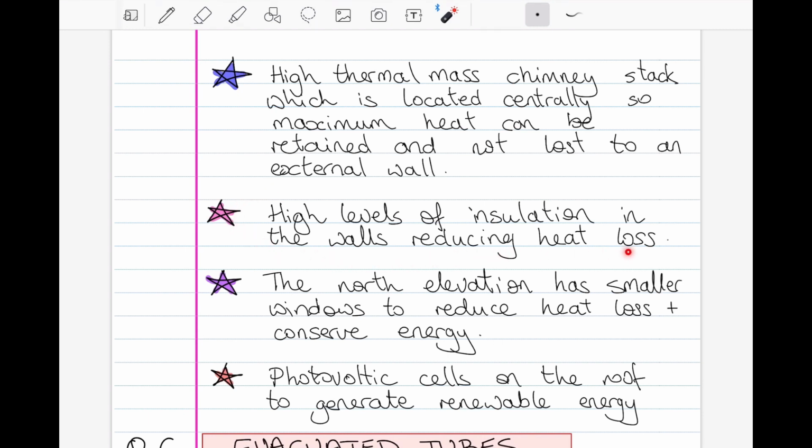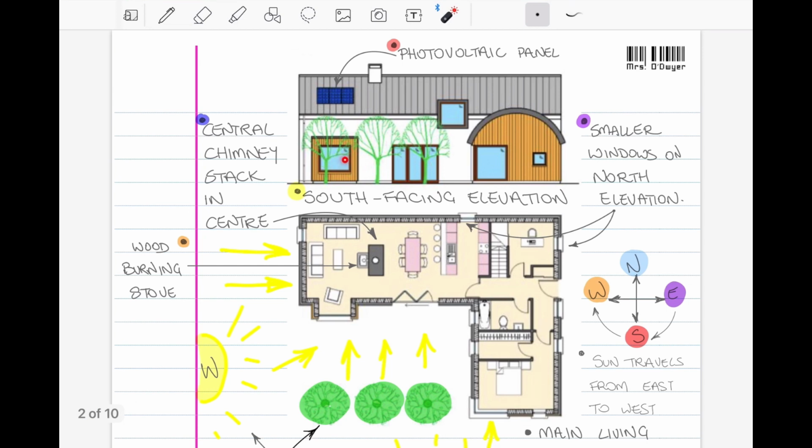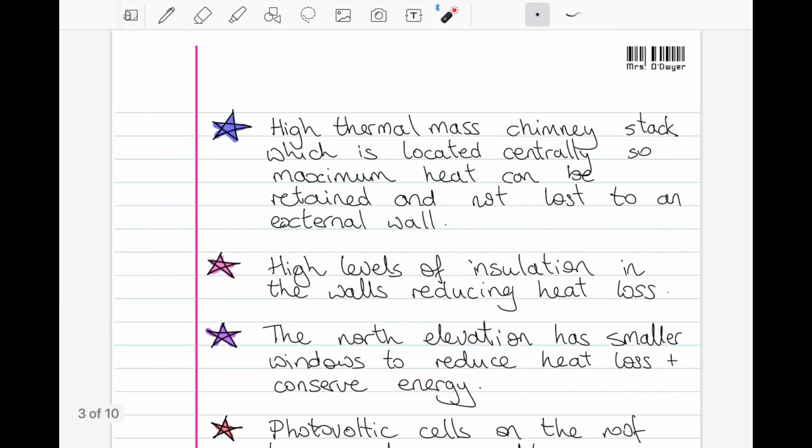There's also high levels of insulation in the walls, reducing heat loss. We always say that. We know now at this stage modern levels of insulation are much higher. Now, I also said that the north elevation has smaller windows to reduce heat loss and conserve energy. So I mentioned that a minute ago when I was talking about the fact that there's big front elevation windows. The north elevation, the north side, has only one small little piece of glazing. Remember, we lose heat through windows as well, particularly if they're north facing. So the bigger the window there, the more loss of heat.